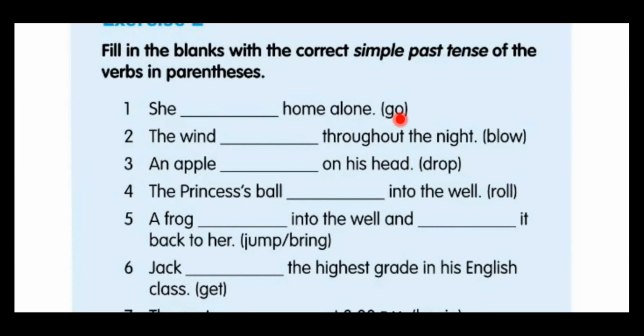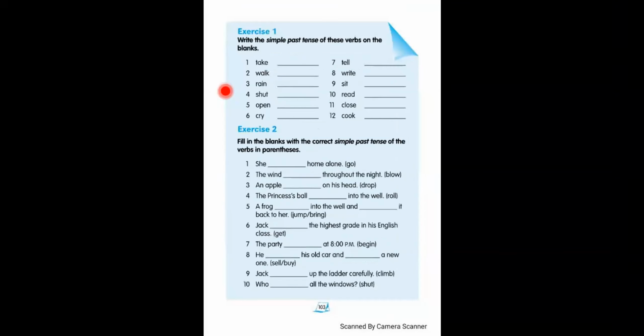Gone. Okay. She has gone home alone. The wind. What will come over here? Tell me. Go will become gone. Okay. What will go become? She has gone. Okay. Are you listening to me? Yes, ma'am.